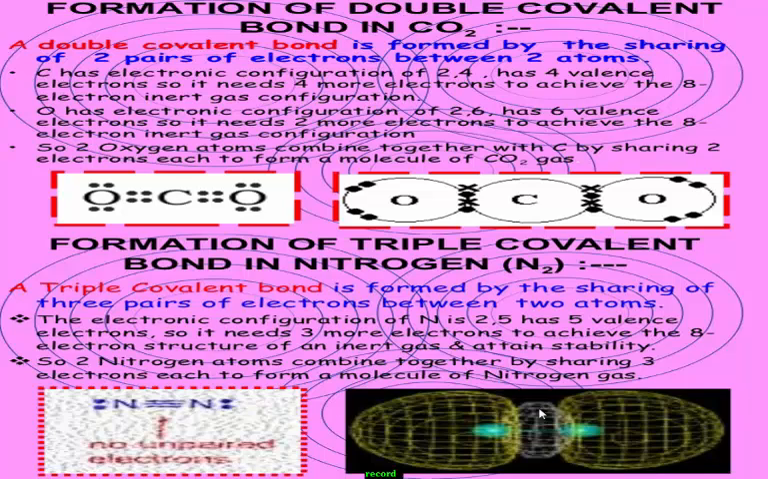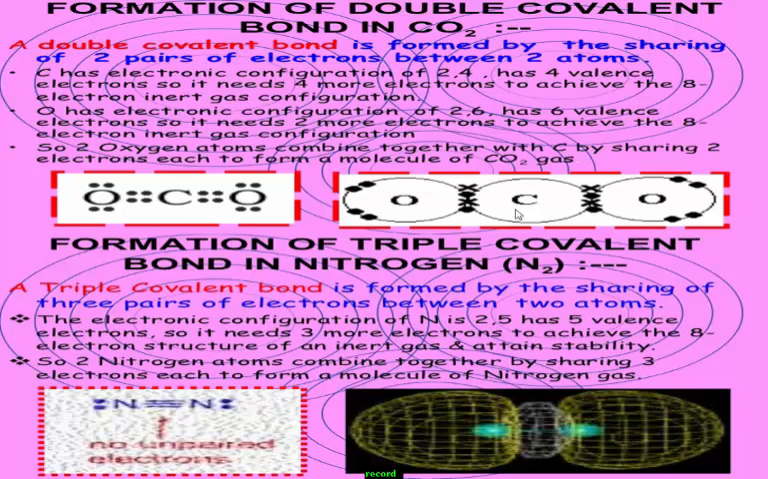So 2 oxygen atoms combine together with carbon by sharing 2 electrons each to form a molecule of CO2. See the structure carefully. Here I wrote the structure of CO2, and here the combination of the CO2 molecule. Similarly, formation of triple covalent bond in nitrogen molecule. Triple covalent bond is formed by sharing of 3 pairs of electrons between 2 atoms.